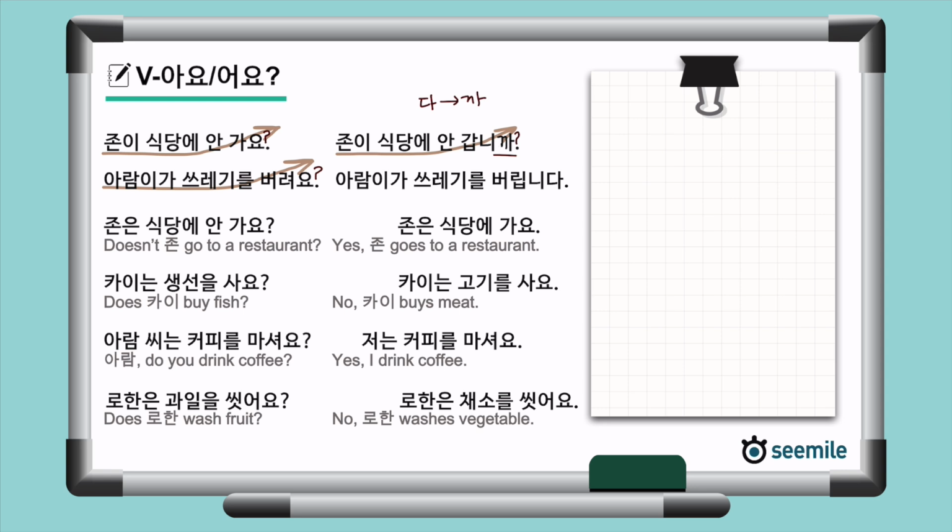But when it comes to the formal version, change the ending 다 into 까 and then use the tone change at the end as well, like 아람이가 쓰레기를 버립니까? Then how would you answer those questions? To answer in a respectful way, you would use 네 for an affirmative answer and 아니요 for a negative answer. When speaking informally to a close friend or peer, use 응 in place of 네 and 아니 for the opposite.